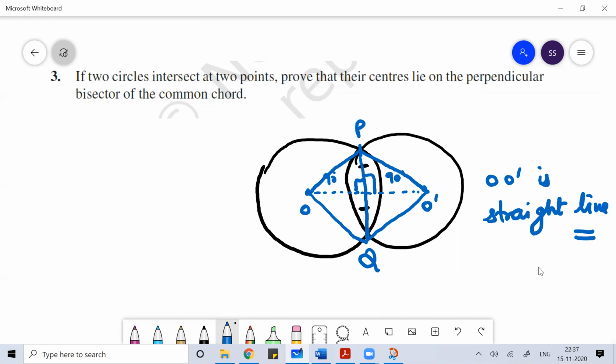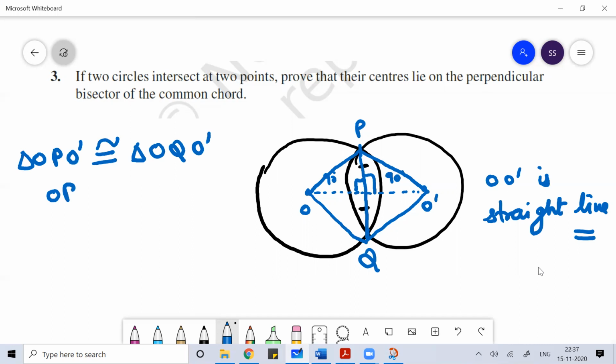So you can easily prove that the triangle OPO' is congruent to the triangle OQO'. So triangle OPO' would be congruent to triangle OQO'. You can easily prove that. How can you prove that?